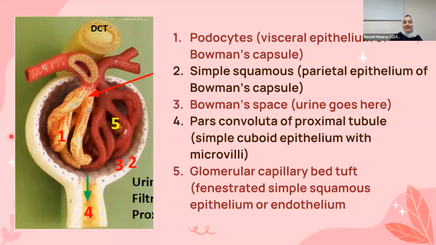So here are the labels. One is podocytes, again the visceral epithelium of Bowman's capsule. Your parietal epithelium would be number 2, and keep in mind they're simple squamous epithelium. Number 3 is Bowman's space between these two. Then you have number 5, which is the actual vessels, and obviously they're simple squamous epithelium, endothelium. You know the endothelium is what's in blood vessels, right?